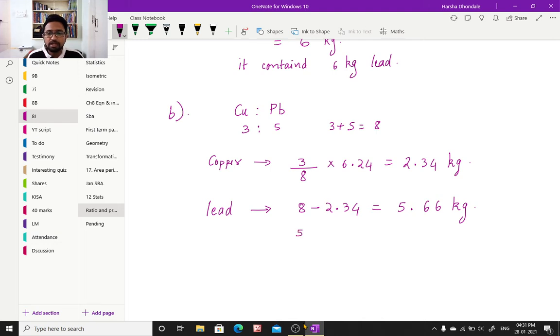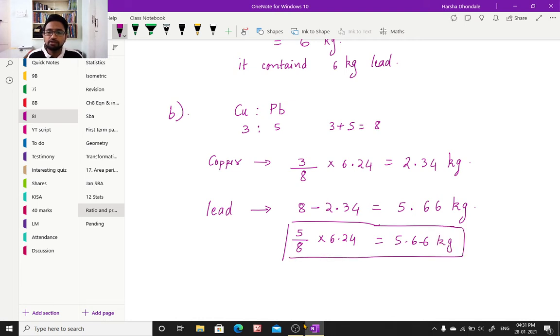So you can calculate like this also. It is 5 out of 8. Then for 6.24, how much? When you solve this part, you will still get 5.66 only. You can go ahead with this calculation or 8 minus 2.34. Either way, you'll get the same answer.